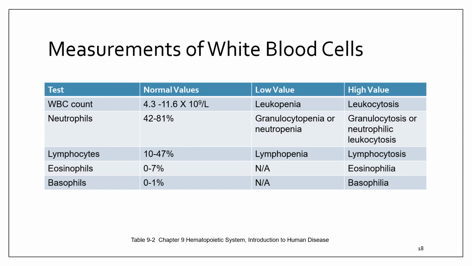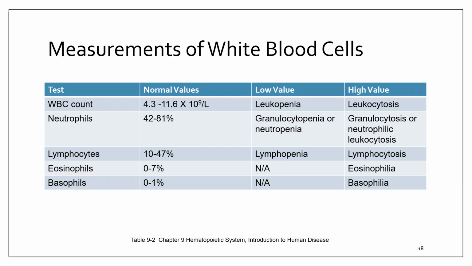This slide is all about patterns, not memorization. White blood cell values tell us what type of immune response is happening, and your job as a histotechnologist is to connect these numbers to what you see on the smear. Think of the white blood cell differential as a roll call. It tells us which cells are present, missing, or overrepresented.